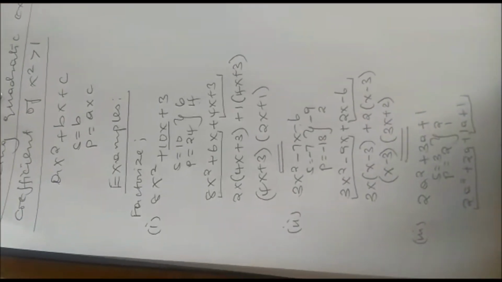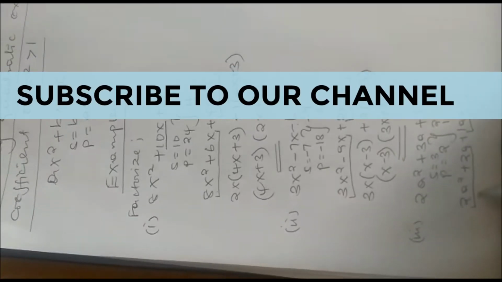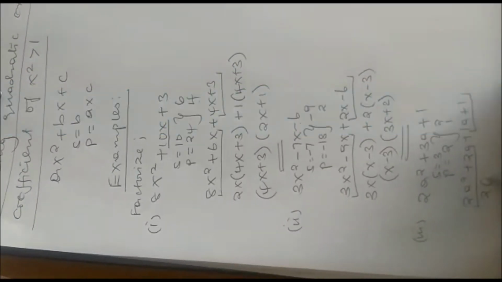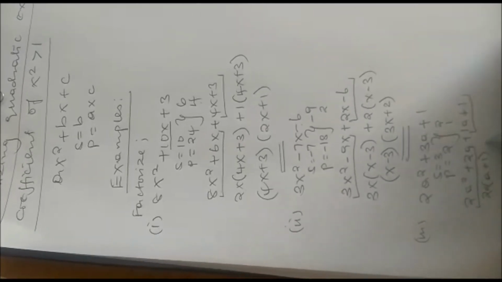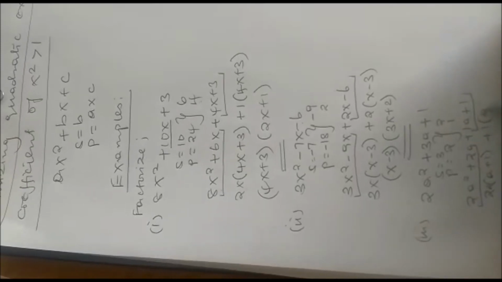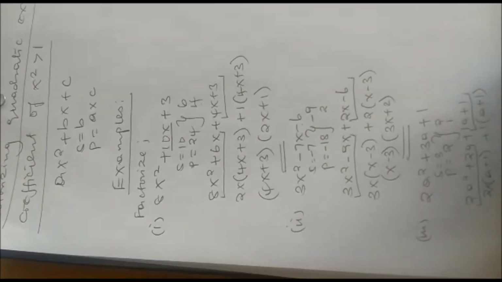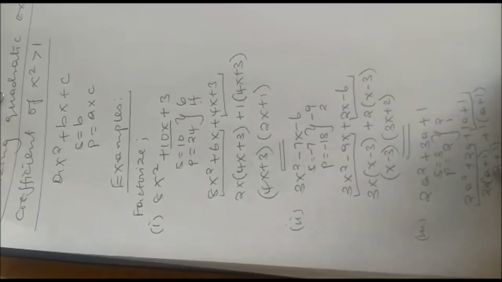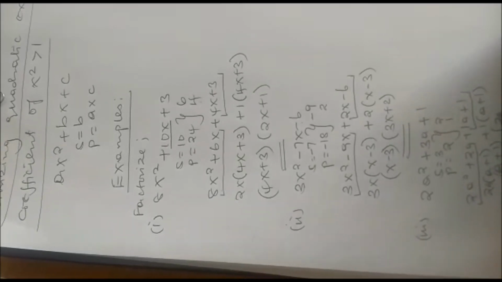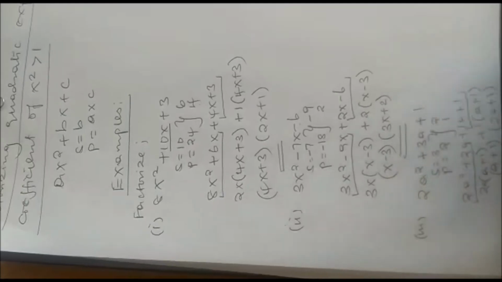We shall therefore have 2a into a plus 1 plus 1 into a plus 1. So the factors will be a plus 1 times 2a plus 1.